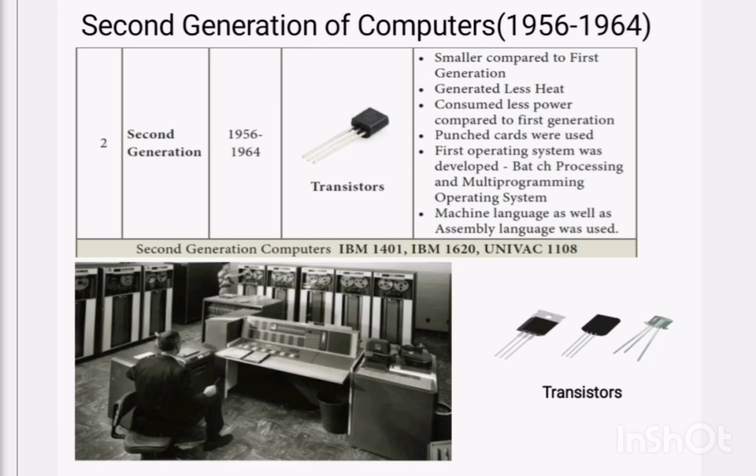Merits and demerits of second generation computers are they are smaller when compared to first generation computers. They generated less heat. They consumed less power compared to first generation computers. Punched cards were used. They used batch processing and multi-programming operating system. Machine language as well as assembly language was used.